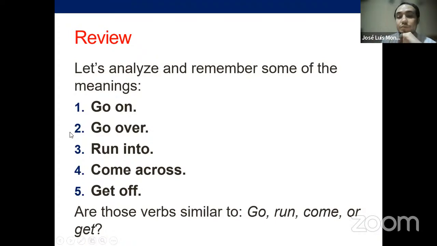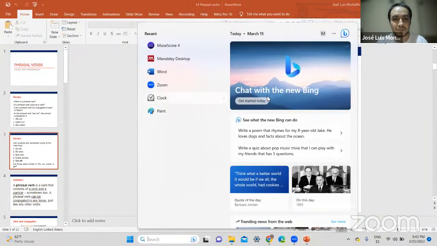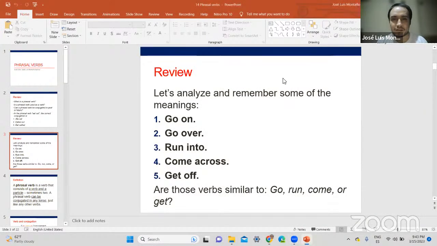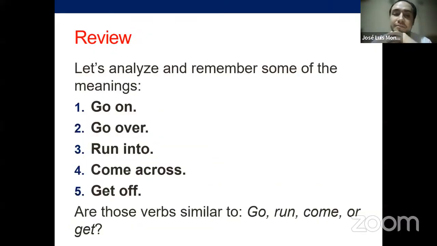So it's important to remember these phrasal verbs. Just in case, please give me 1 second. I'm going to verify that I'm using the right meeting. Yes. Okay, good. Now, as I was saying, these are phrasal verbs that I already covered.